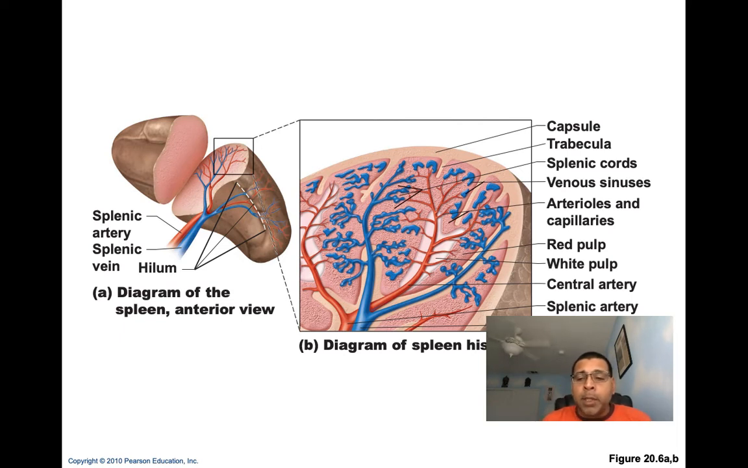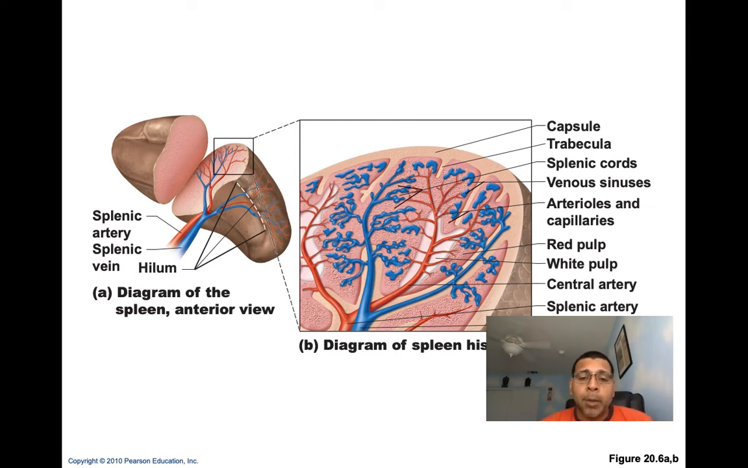It's involved with immune surveillance, and also immune response. Blood cleansing: it helps to clean the blood. It stores red blood cell breakdown products, which we need for certain organ systems sometimes. It also stores platelets. And it's involved in erythrocyte production in the fetus.